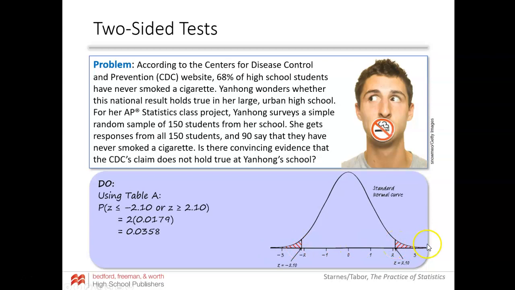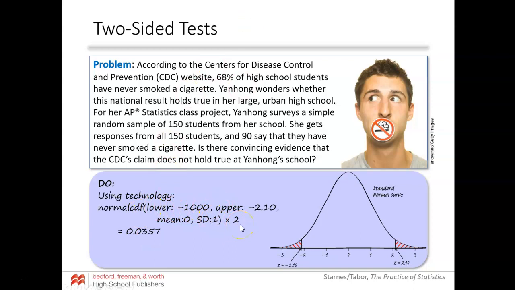So positive 2.10 would be the other side of this curve that is of interest to her. Now, it turns out because of the symmetry, the area under this side is the same as the area over here, so she just has to double that area. So if she's using table A, it comes out to 3.6%. And if she's using her calculator, now this calculator did a one-sided and doubled it.